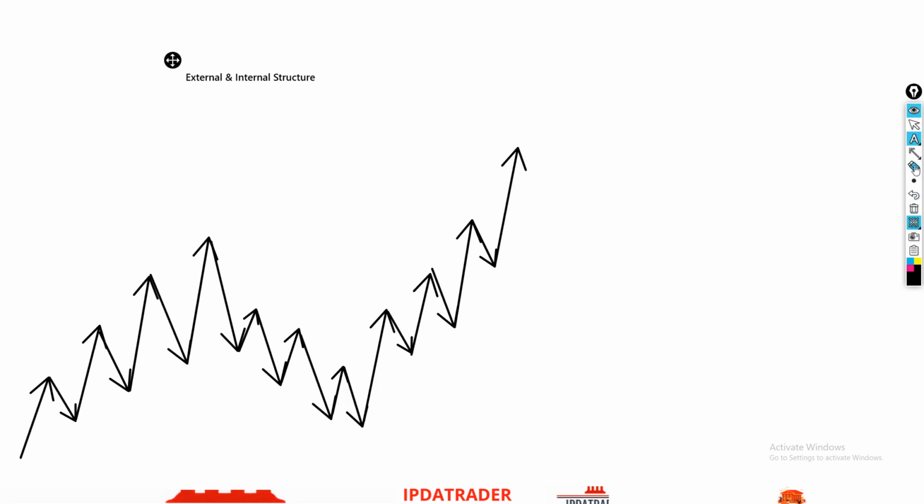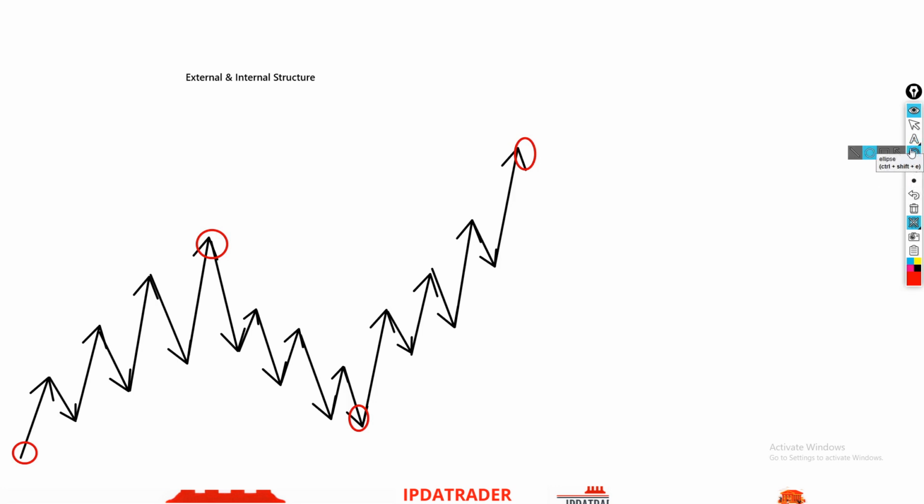Now, when we talk about external structure, let me actually go ahead and use, for example, red. So this right here would be your external structure. None of this nonsense in the middle where price is going up and down. The major swings that make the skeleton of the structure, right? Because you really need to think about structure like a human body, right? Your external structure would be the skeleton of your body.